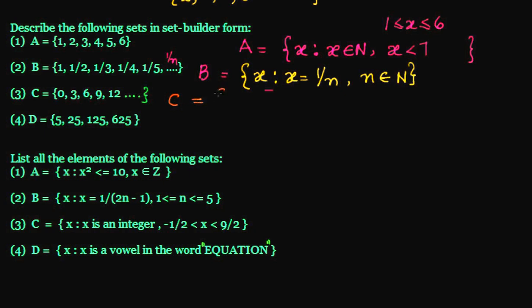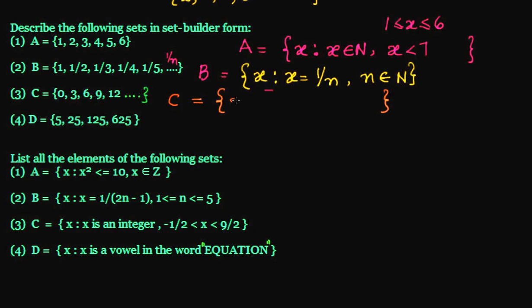C. Again we'll put curly braces. 0, 3, 6, 9, 12. This is interesting. Now for the first time I see 0 here. That means they are not natural numbers. Other than natural numbers, what do you have? Whole numbers you have, and also you have integers. But these are all positive integers.